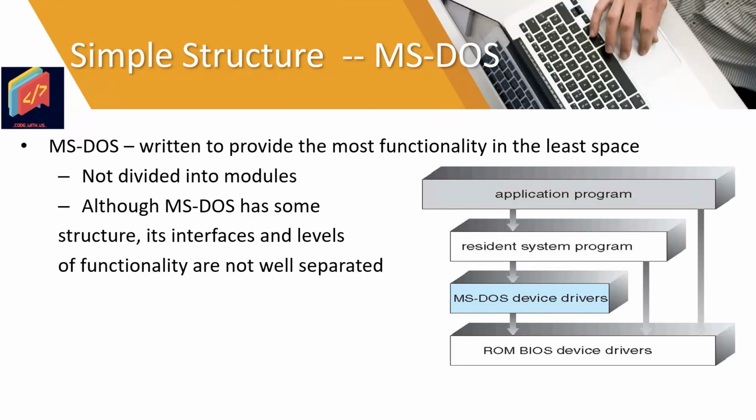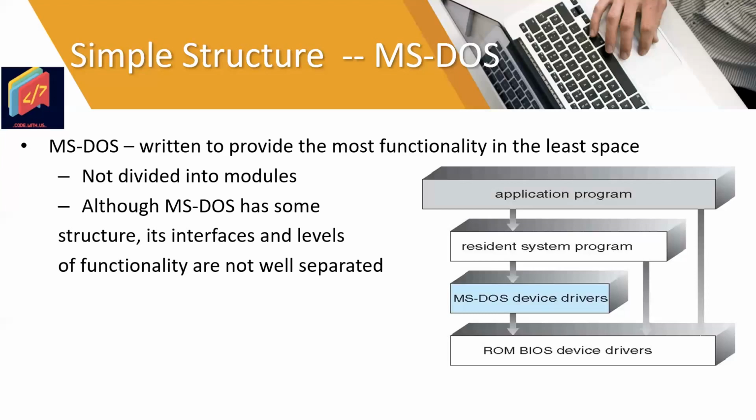The simple structure, MS-DOS, was written to provide the most functionality in the least space, and it is not divided into modules. Although MS-DOS has some structure, its interfaces and levels of functionality are not well separated. We have ROM BIOS device drivers connected to MS-DOS device drivers. The resident system program is connected to MS-DOS device drivers, and even directly to the ROM BIOS device drivers, and the application program is also connected directly to the ROM BIOS device drivers. So the application program, resident system program, and MS-DOS device drivers are all directly connected to the ROM BIOS device drivers in MS-DOS.